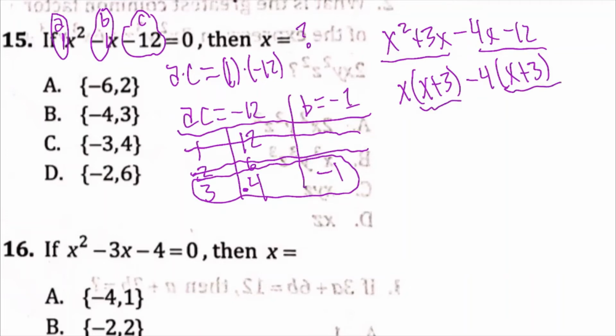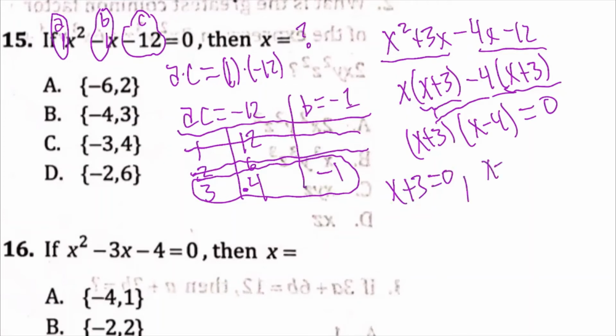Now, I'm going to factor out the x plus 3. So I like doing it this way, right? Because this goes here and that goes here, and then my leftover is just x minus 4. But remember, this is equal to 0. So now I have to separate them to find out my x values for each one of them.